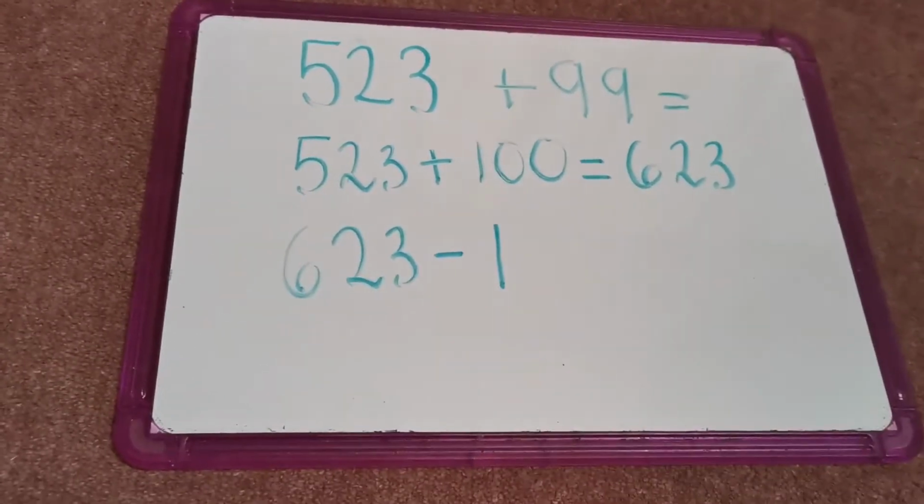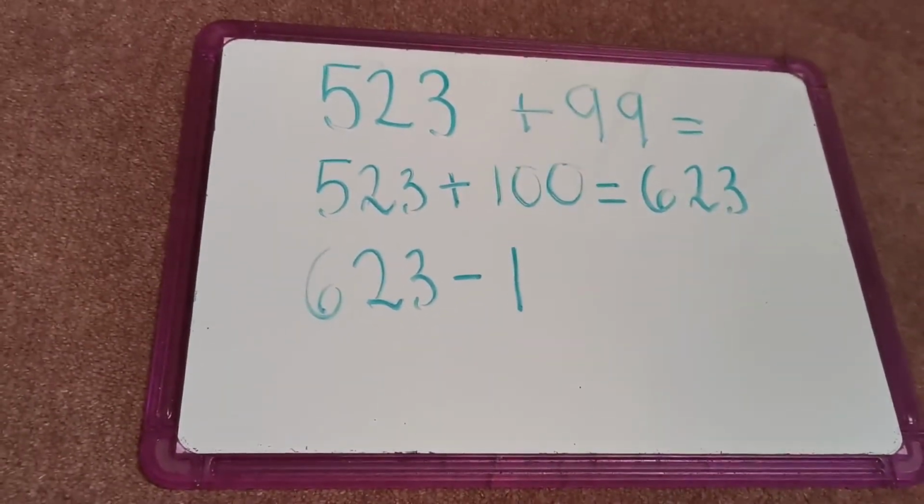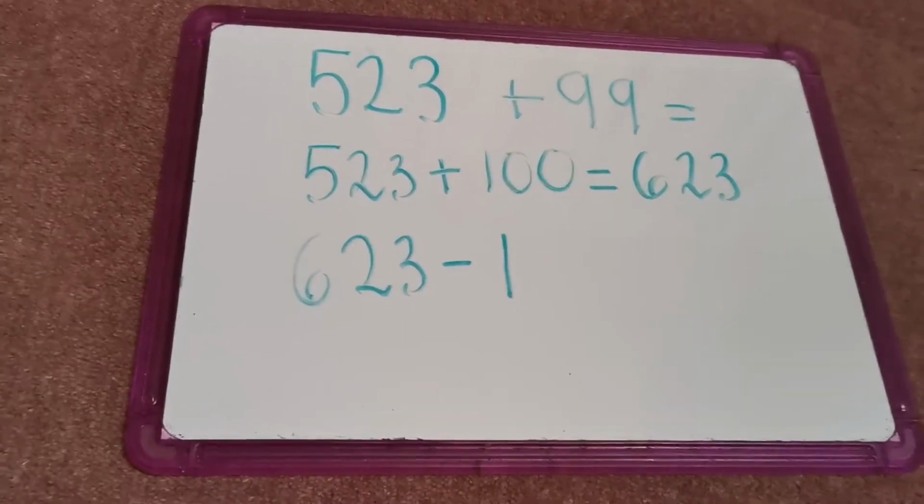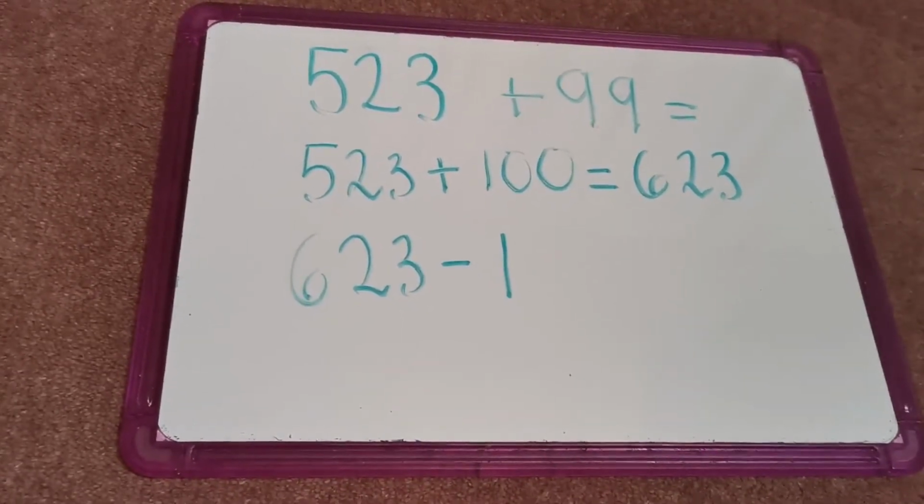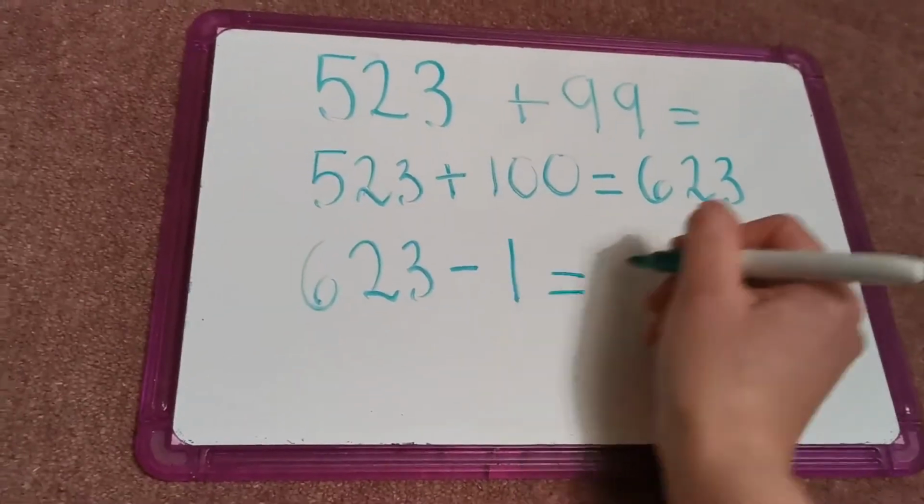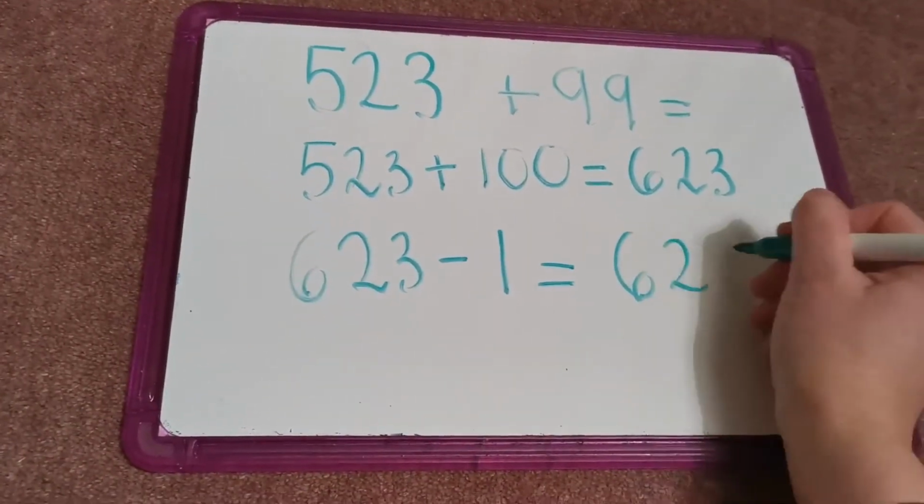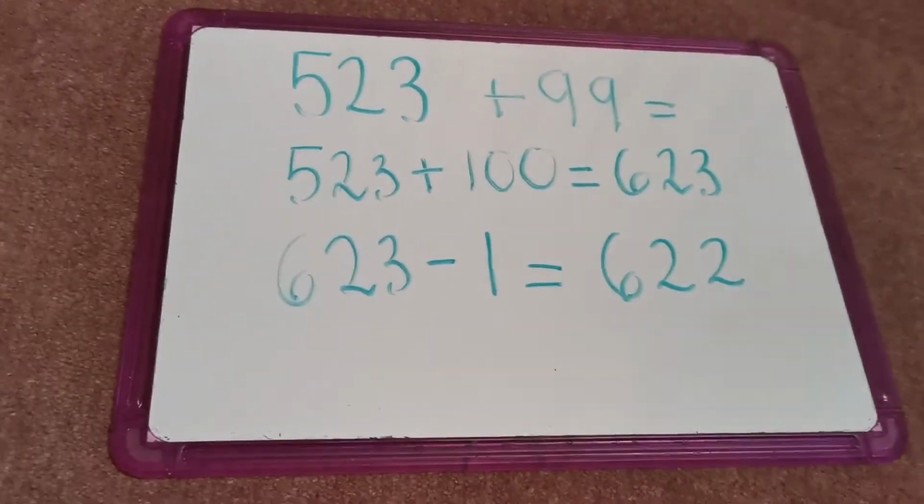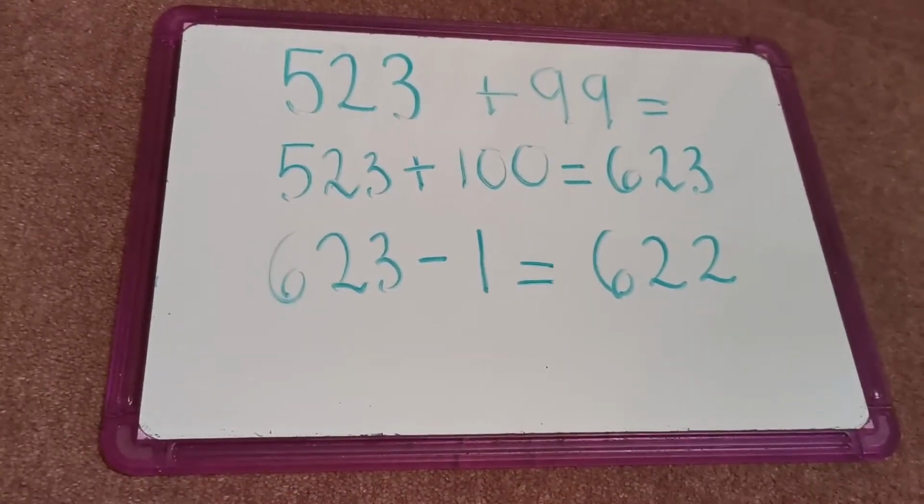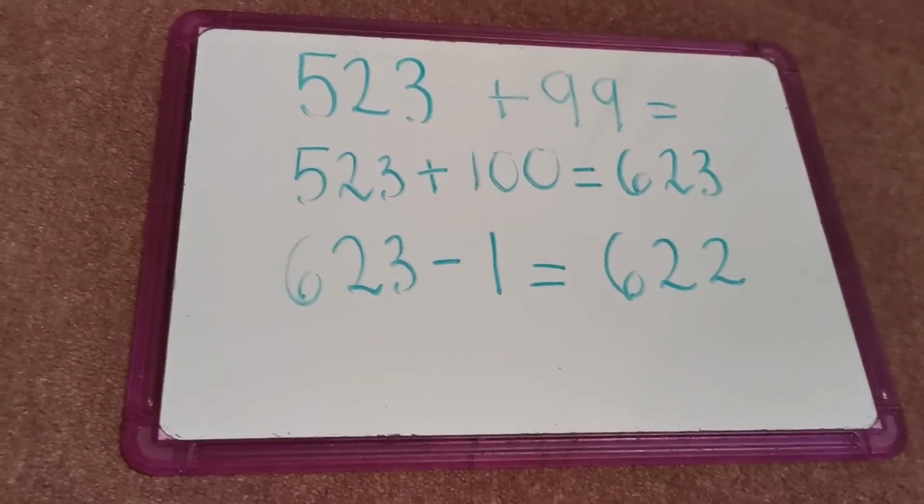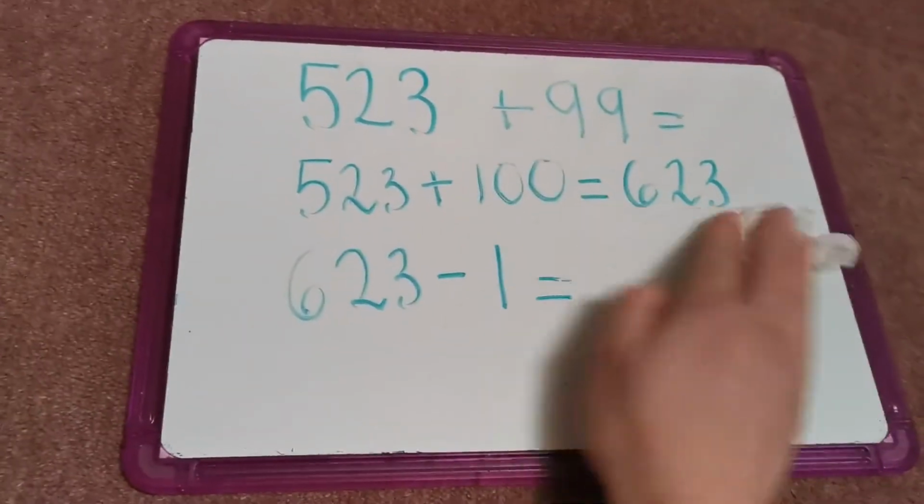So 1 less than 23, when I'm counting, I know is 22, and nothing has happened to the 600, so the 600 stays the same. So the answer is 622. So that's one method that you might use, so rounding up to the nearest 10 or to the nearest 100.